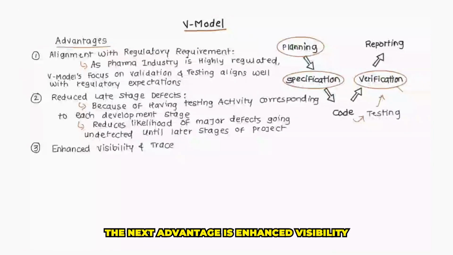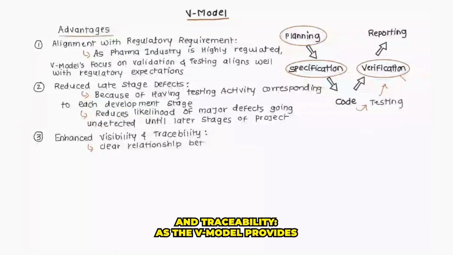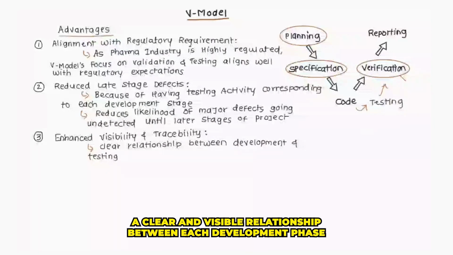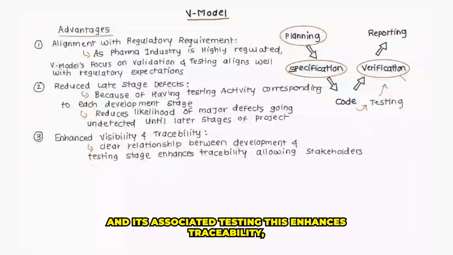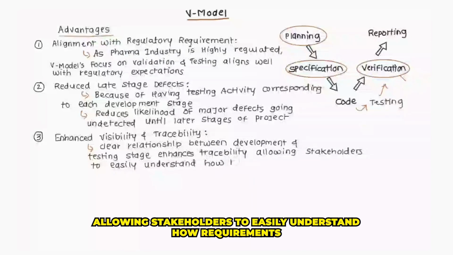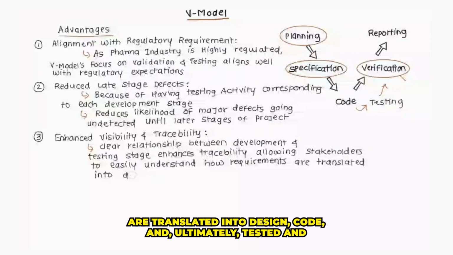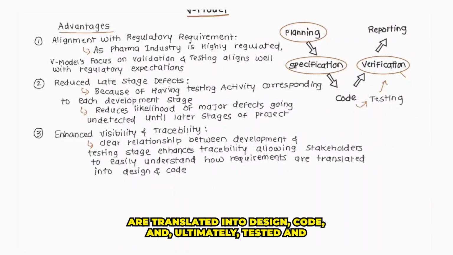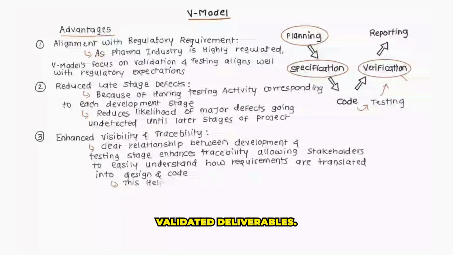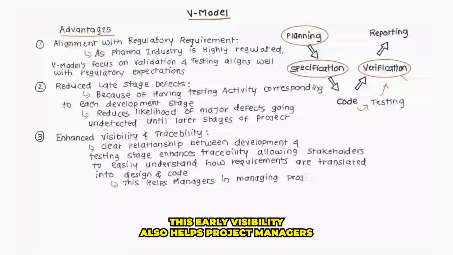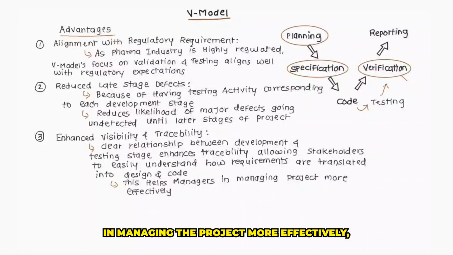The next advantage is enhanced visibility and traceability. As the V-Model provides a clear and visible relationship between a development phase and its associated testing phase, this enhances traceability, allowing stakeholders to easily understand how requirements are translated into design, code, and ultimately tested and validated deliverables. This early visibility also helps project managers in managing the project more effectively.